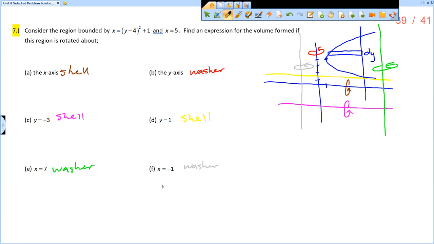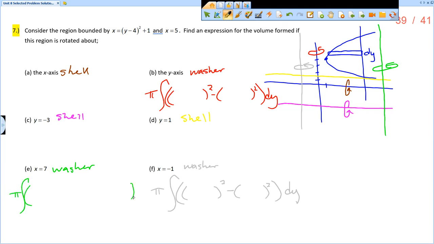Now, for the washer method, remember, I'm going to do pi times the integral, parentheses with respect to y, and then I've got big R squared minus little r squared. So I'm going to do that same setup for each of these. So washer method, pi times integral of parentheses dy, big R squared minus little r squared. Over here, x equals 7, so that's my setup as well. Pi times integral of parentheses with respect to y, big R squared minus little r squared.